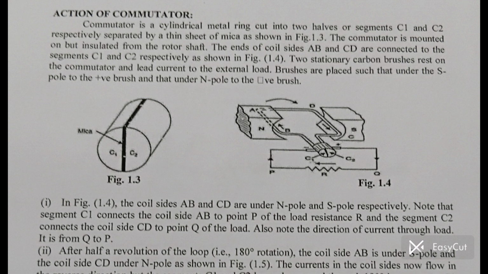The result? The current direction through the external circuit remains the same, even though the EMF in the coil is alternating. This is how the DC generator converts alternating EMF into direct voltage using the commutator. The brushes help deliver this voltage to the external load.